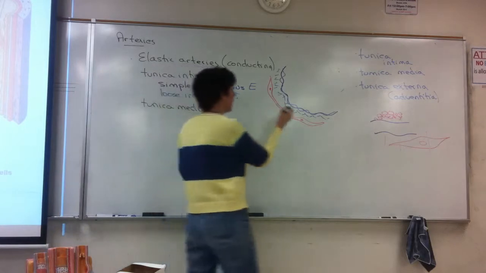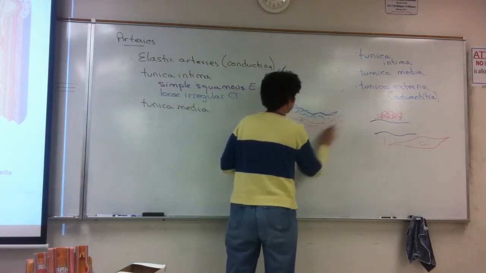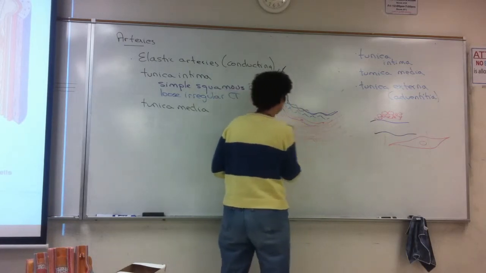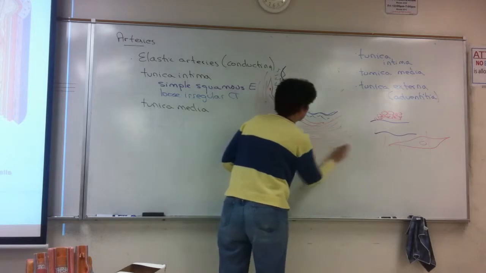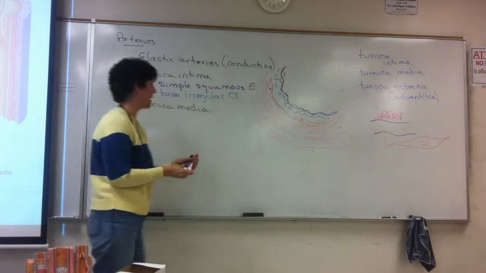Okay? So rather than draw every cell, I'm just going to do this. We have a thick layer of smooth muscle cells. In an elastic artery, we also have sheets of elastic fibers.